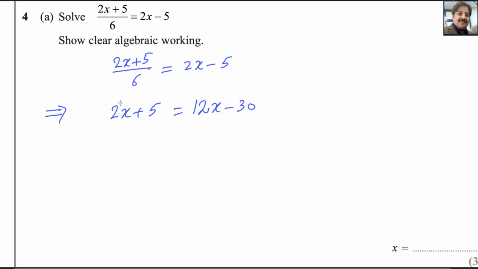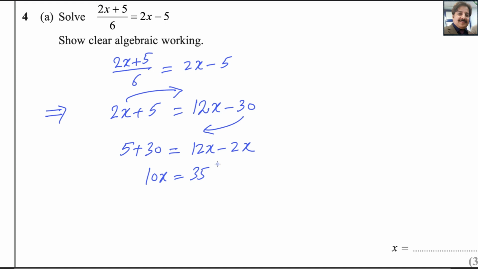Then we will collect x's on one side. Better you take this 2x to the right side and bring 30 to the left side. So it will be 5 plus 30, the minus changes to plus, equals 12x minus 2x. 10x will be equal to 35 and the value of x will be 3.5.